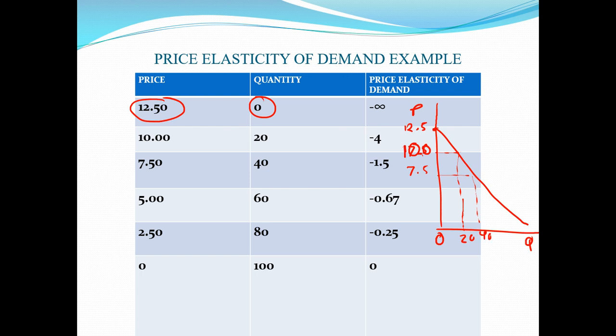40 units, just like that, until a situation where the price is 0, then they buy 100, which means price elasticity there is practically 0. Okay, but then the biggest question is, what is it that is going on here?